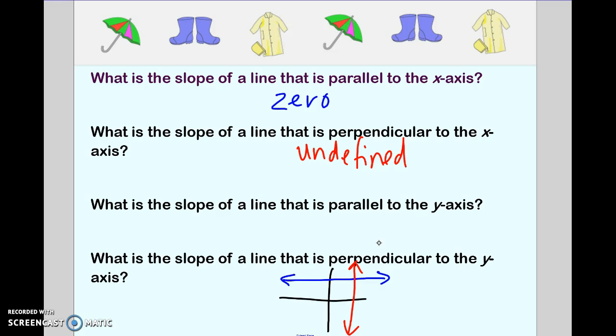What is the slope of a line that's parallel to the y-axis? Well, the red line is parallel to the y-axis, so we already know that one is undefined. And what is the slope of a line that's perpendicular to the y-axis? Well, the blue one is perpendicular to the y-axis because it forms a right angle here with the y-axis. And we already know the blue line, the slope is 0. So just remember your vertical line slope of undefined and your horizontal line slope of 0.